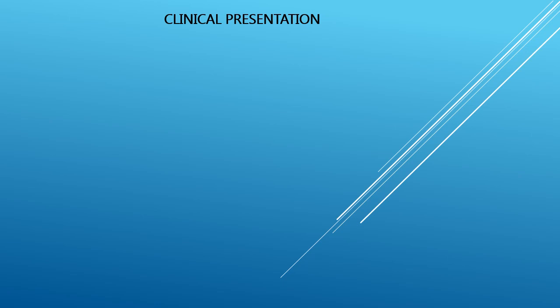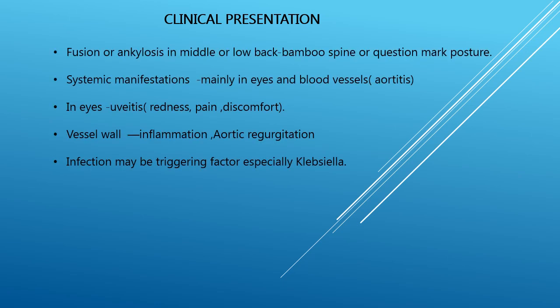The clinical presentation of ankylosing spondylitis involves fusion or ankylosis in the middle or low back, which will lead to bamboo spine or question mark posture. So, bamboo spine or question mark posture is an important feature of ankylosing spondylitis. Systemic manifestations are mainly found in eyes and blood vessels. In eyes, uveitis will be there, and in the vessel wall, there will be inflammation which can lead to aortitis and which will further lead to aortic regurgitation.